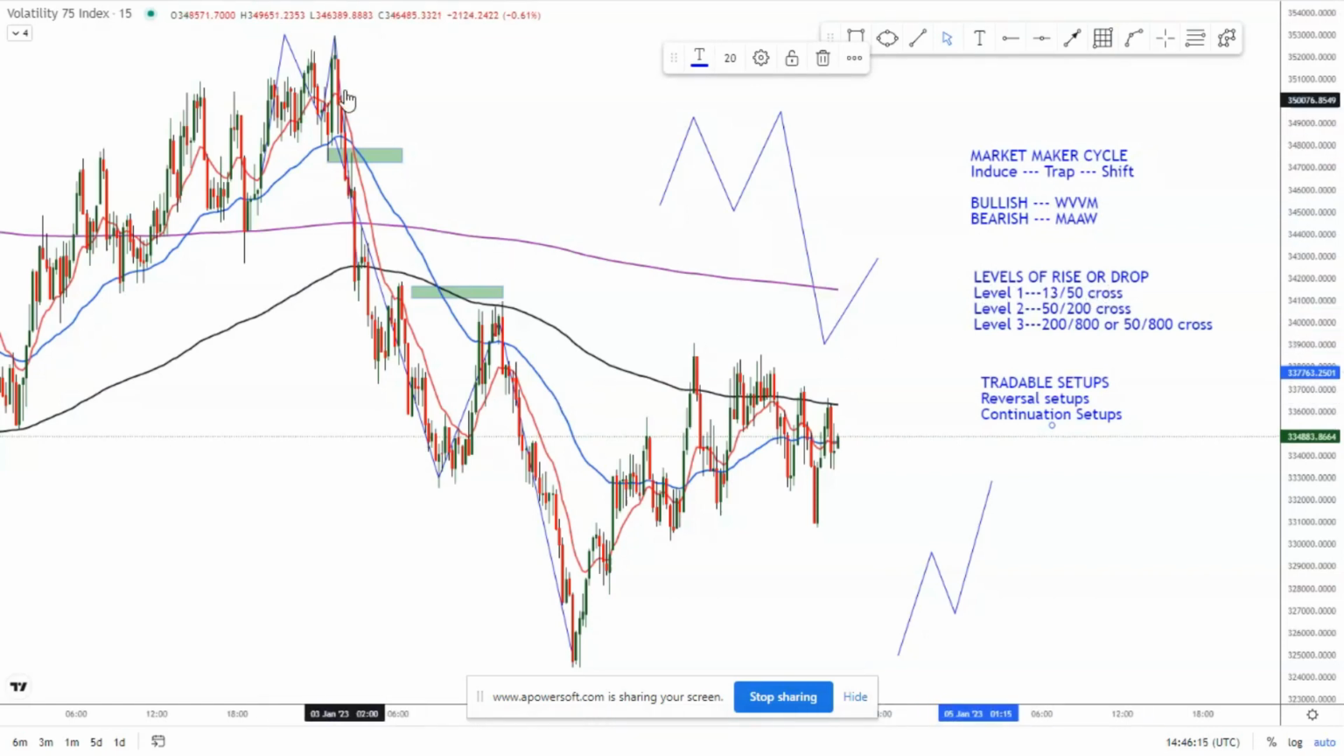For levels, we have what we call trend resets. We shall be looking at those, what they mean and where we get them. And then we shall have the tradable setups.